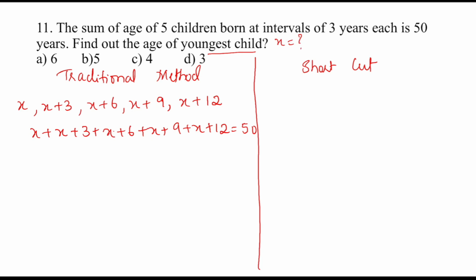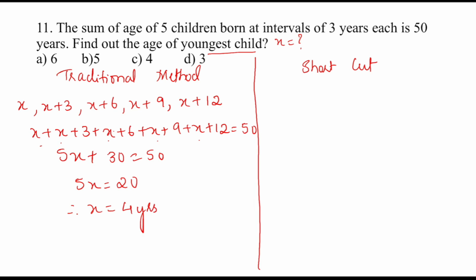Okay. Now x plus x, 2x, 3x, 4x, 5x. 5x plus 3 plus 6 is 9, 9 plus 9 is 18, 18 plus 12 is 30. So 5x plus 30 is equal to 50. Then 5x is equal to 20. Therefore x is equal to 4 years. Isn't it? So this is the traditional method of how we solve.